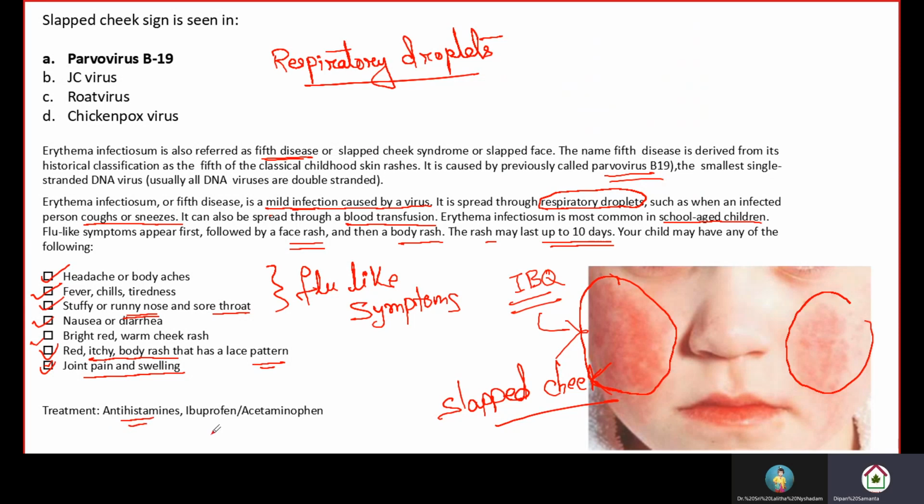Treatment is antihistamines for allergic reactions, and ibuprofen or acetaminophen for flu-like symptoms like headaches, body aches, fever, chills. Ibuprofen can be effective for that, or acetaminophen can be given alternatively. So this is about erythema infectiosum.